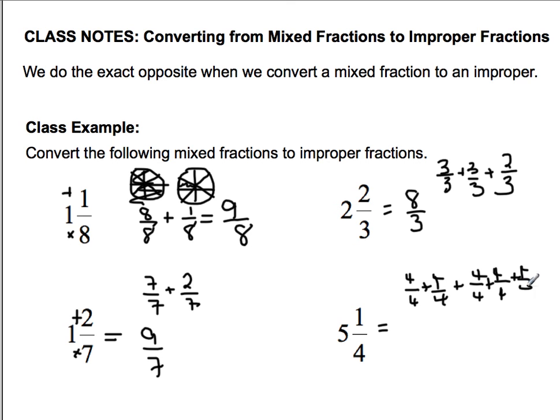Okay, and that's how you visually see it. So you have 4 over 4 for the first pizza, 4 over 4 for the second, the third, the fourth, and the fifth, and then 1 over 4. Or if you can see it as 5 groups of 4, and then add that one, you get 21 over 4.